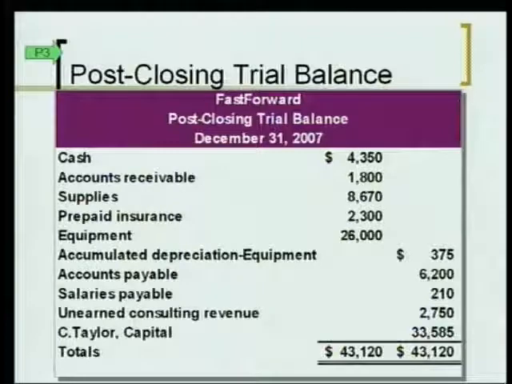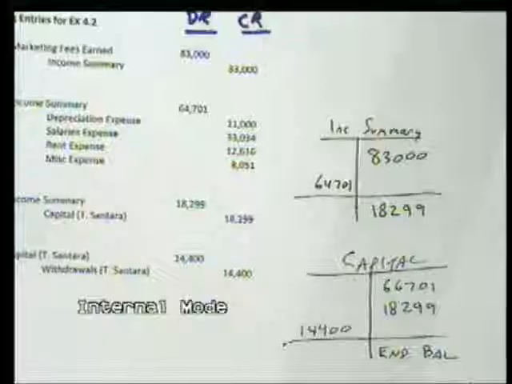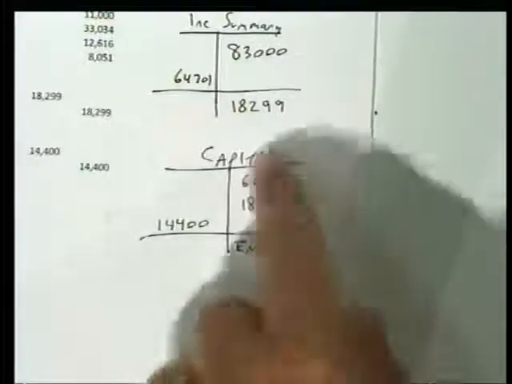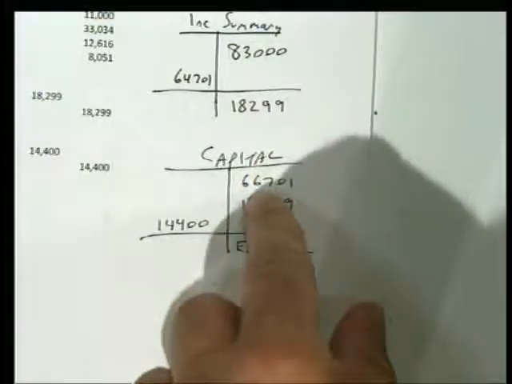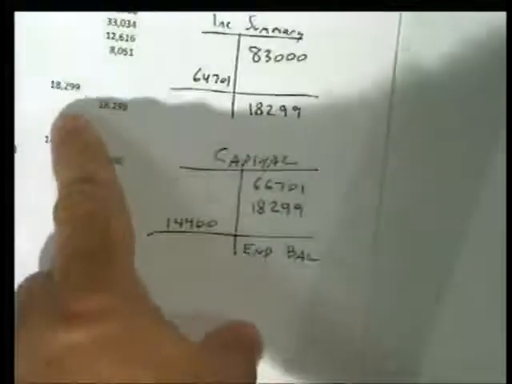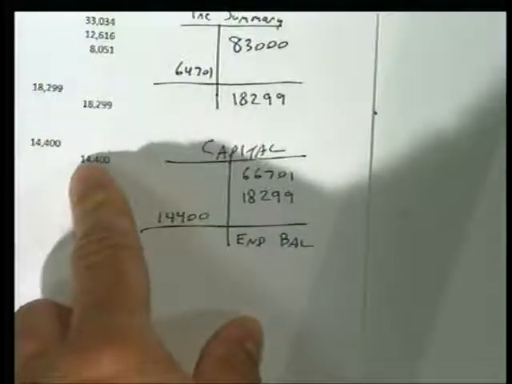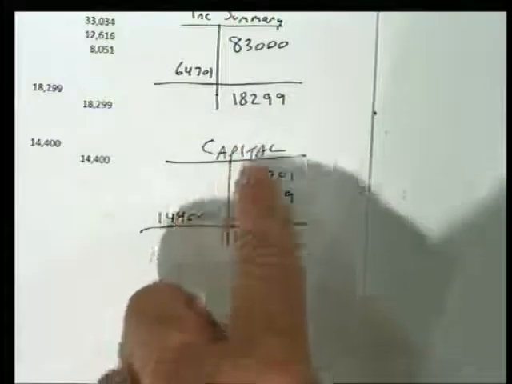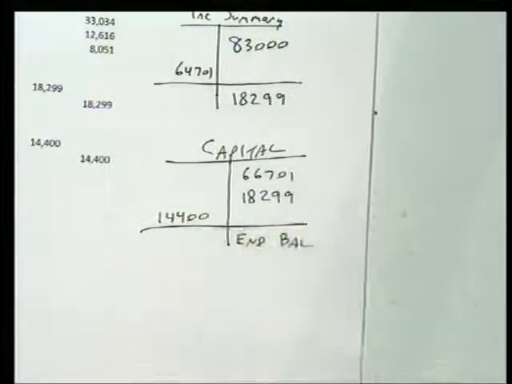But this is a post-closing trial balance. Do the total debits equal the total credits? Yes, they do. And see that capital account? How did they get the balance of that new capital? They did exactly what I showed you earlier. They put the beginning capital balance in a T account, and then this third and this fourth closing entry that has entries to capital, they posted those and then figured out their new ending balance.